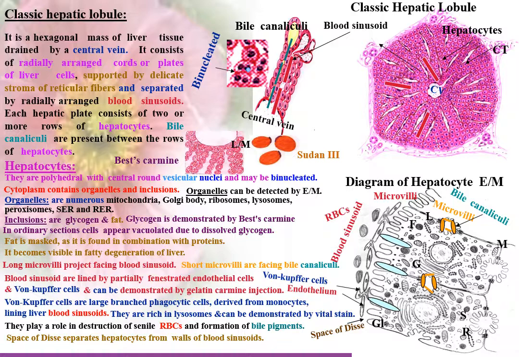Bile canaliculi, on the other hand, are an expansion of the intercellular space. They have no special lining epithelium, but only the adjacent plasma lemma of the two neighboring hepatocytes.